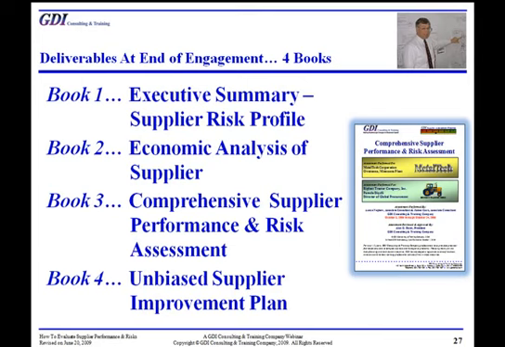Book 4 is the Unbiased Supplier Improvement Plan. This is we pull again this out of Book 3, and this is everything that we want or we think our client should tell their supplier. So Book 1 tells our client's senior executives what they should do in terms of risk management on a particular supplier. Book 2 addresses the issues of economic viability with that supplier. Book 3 is all the details behind Book 1 and 2, and Book 4 is pulled out as a separate document that our client can then sit down with the supplier and review.